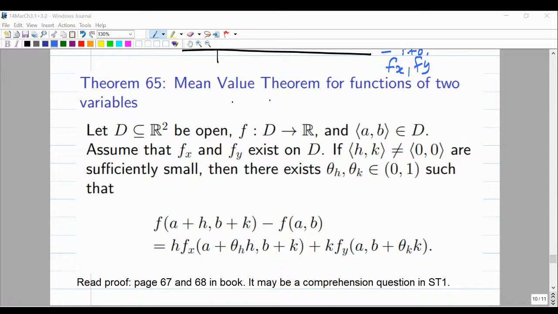So please read the proof in the textbook. This is pages 66 and 67 in the textbook. We may turn it into a comprehension question in semester test 1. So this is the wording of the mean value theorem for a function of two variables, all right? And if you go through the proof in the textbook, it will show you why this is such an important result.